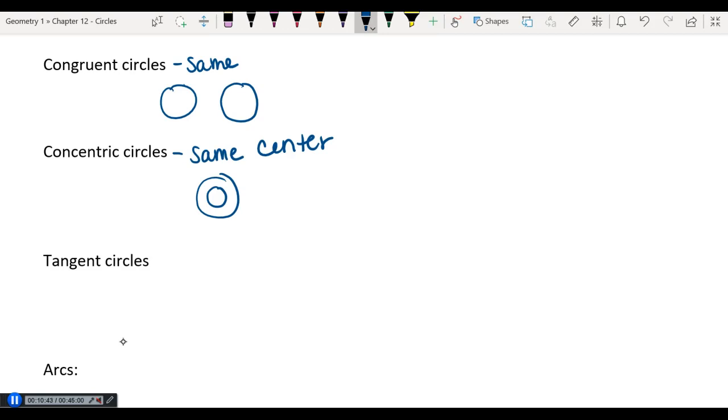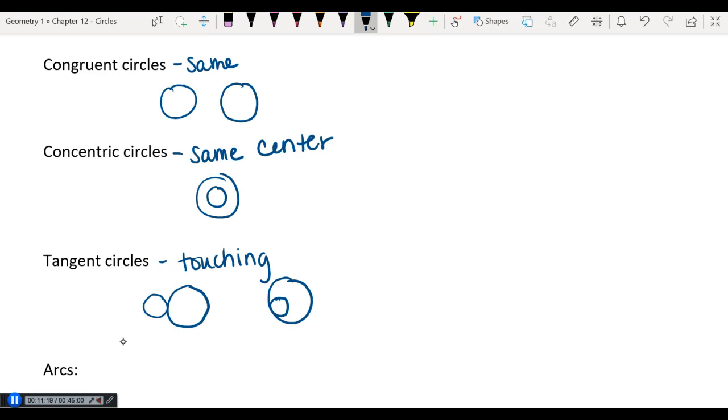Okay, and tangent circles mean that they're touching. Okay, so tangent circles mean that you have two circles touching. And there's two ways this can happen. So these two circles are tangent. You can also have something that looks kind of like an eyeball and have them be tangent. So tangent circles means that they're touching. They touch in one spot. Okay?